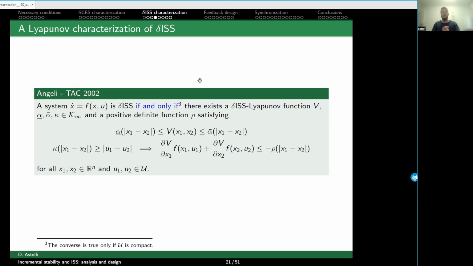Just a small remark: the converse, so the necessary part, the existence of the Lyapunov function inherited from the ISS properties, is true only whenever u lives in a compact set. While the sufficiency part, meaning that if we can find an ISS Lyapunov function then the system is ISS, well, this is global also in the input.